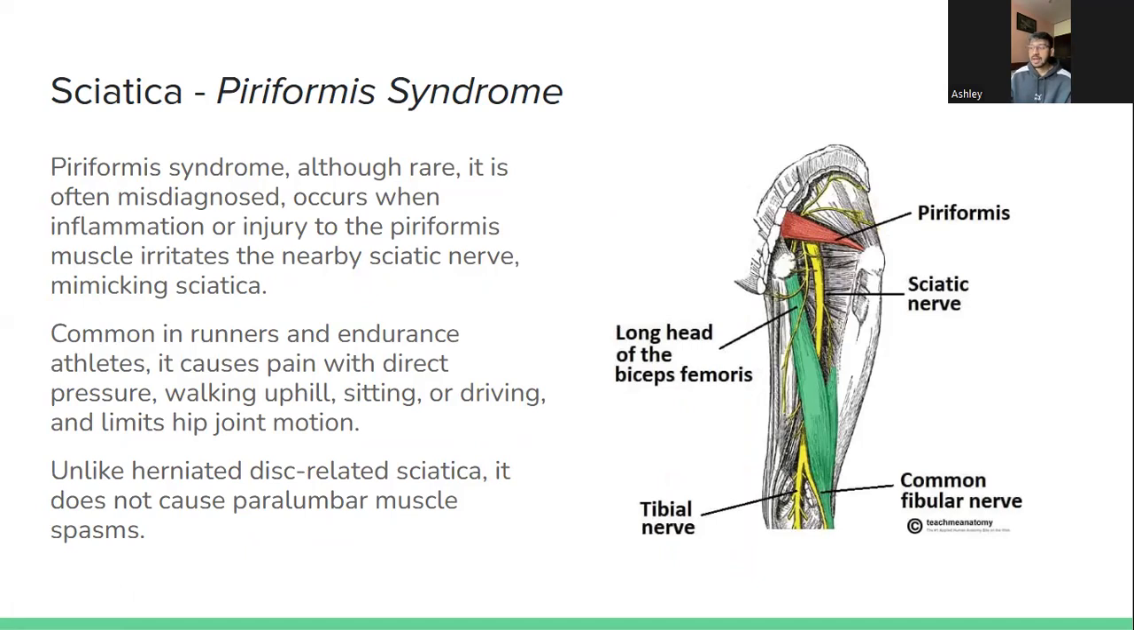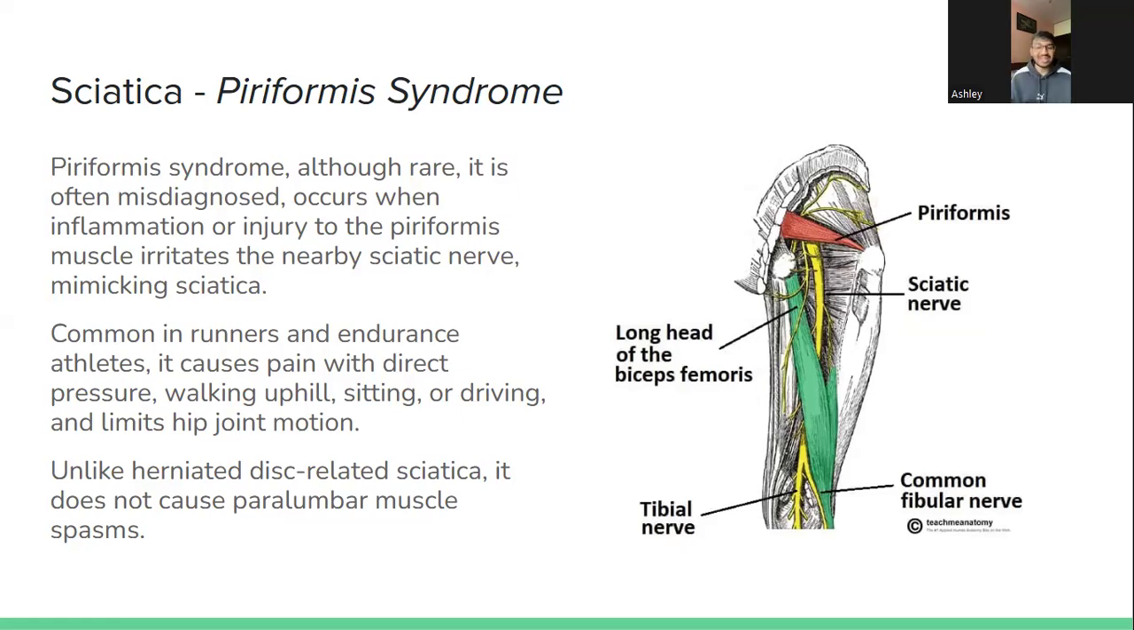Okay, and what happens is that muscle, since it is directly in front of it, sometimes if it gets inflamed for whatever reason, it can do the same thing as the disc herniation. The disc herniates and irritates the nerve. In this case also, if the piriformis muscle is basically irritated or inflamed, it also irritates the sciatic nerve.